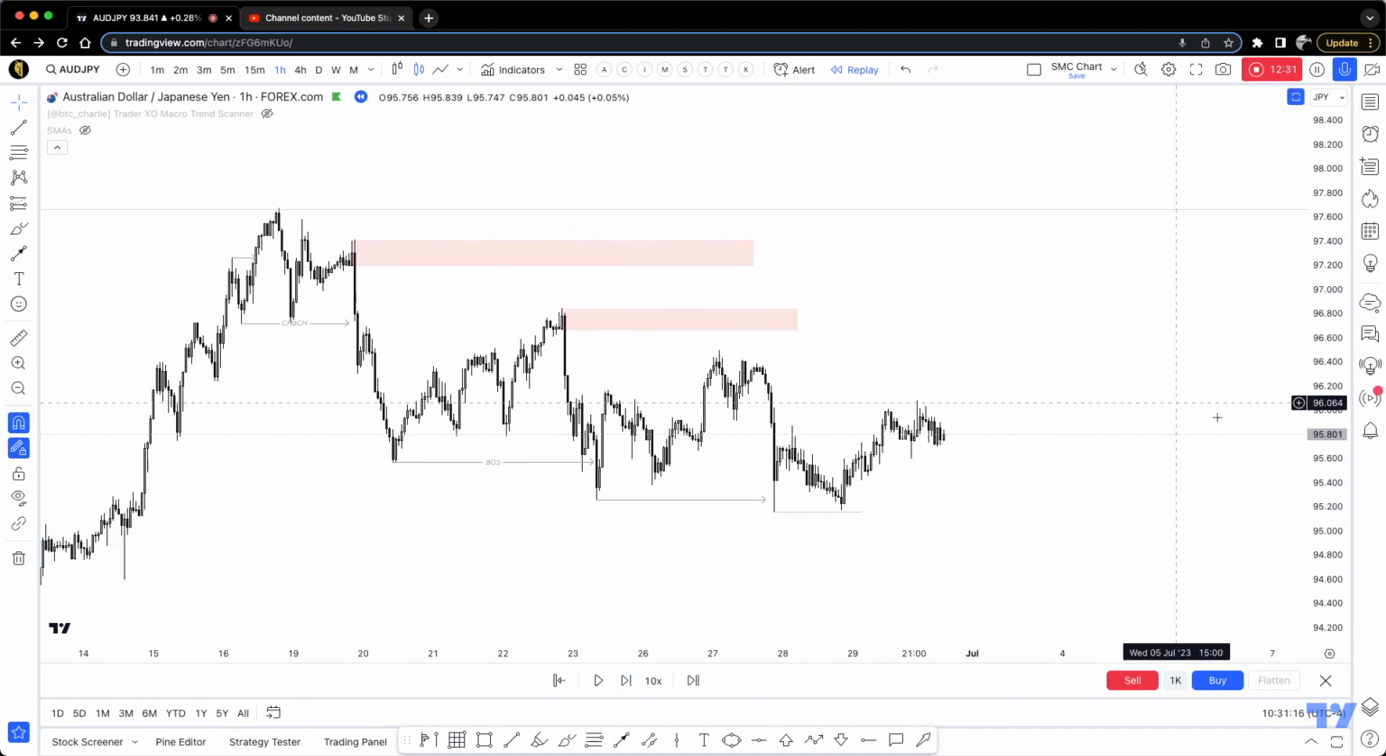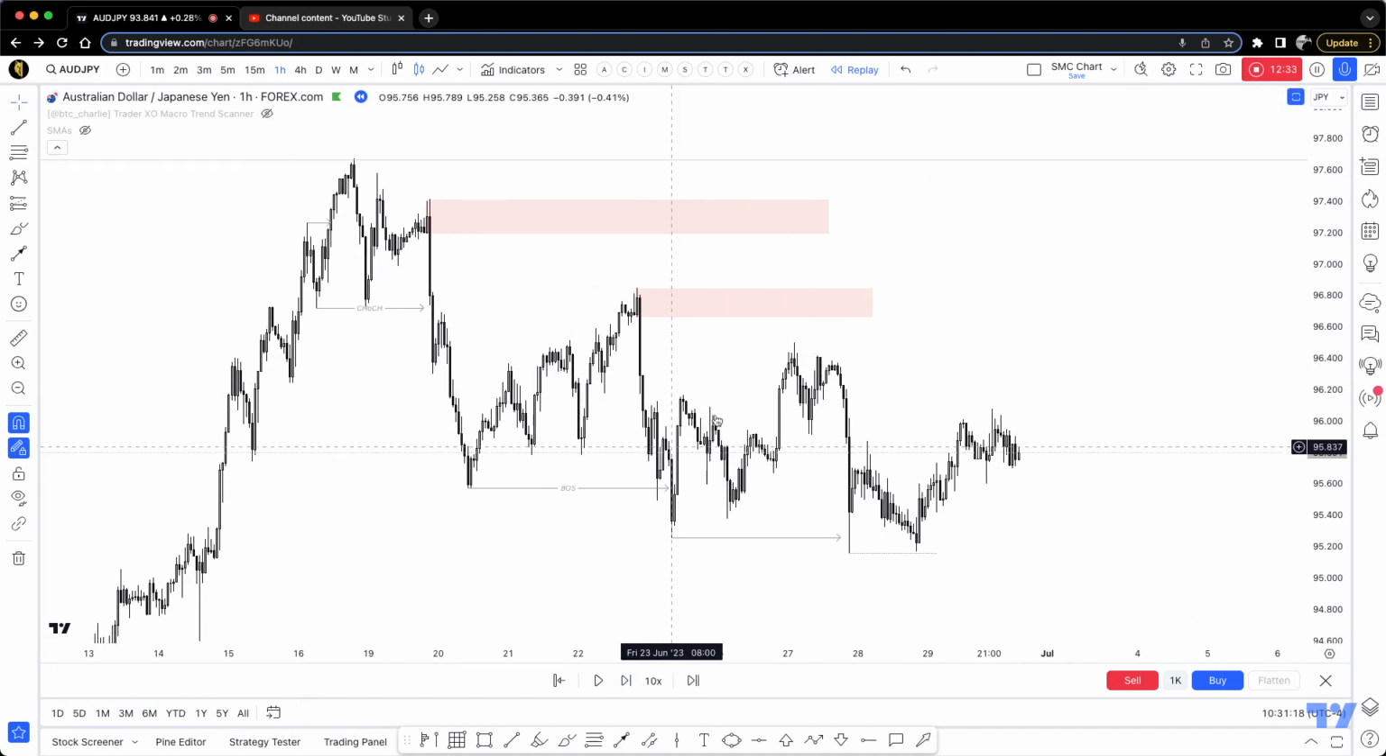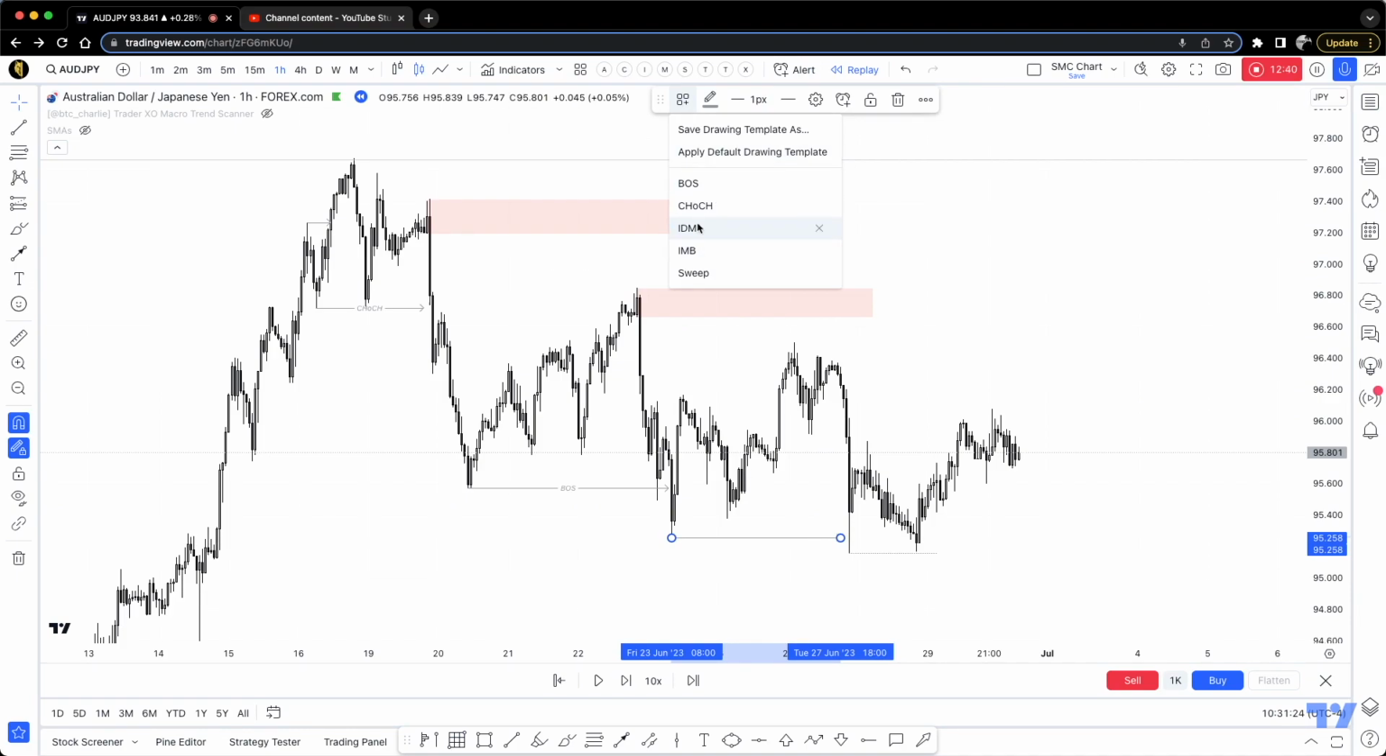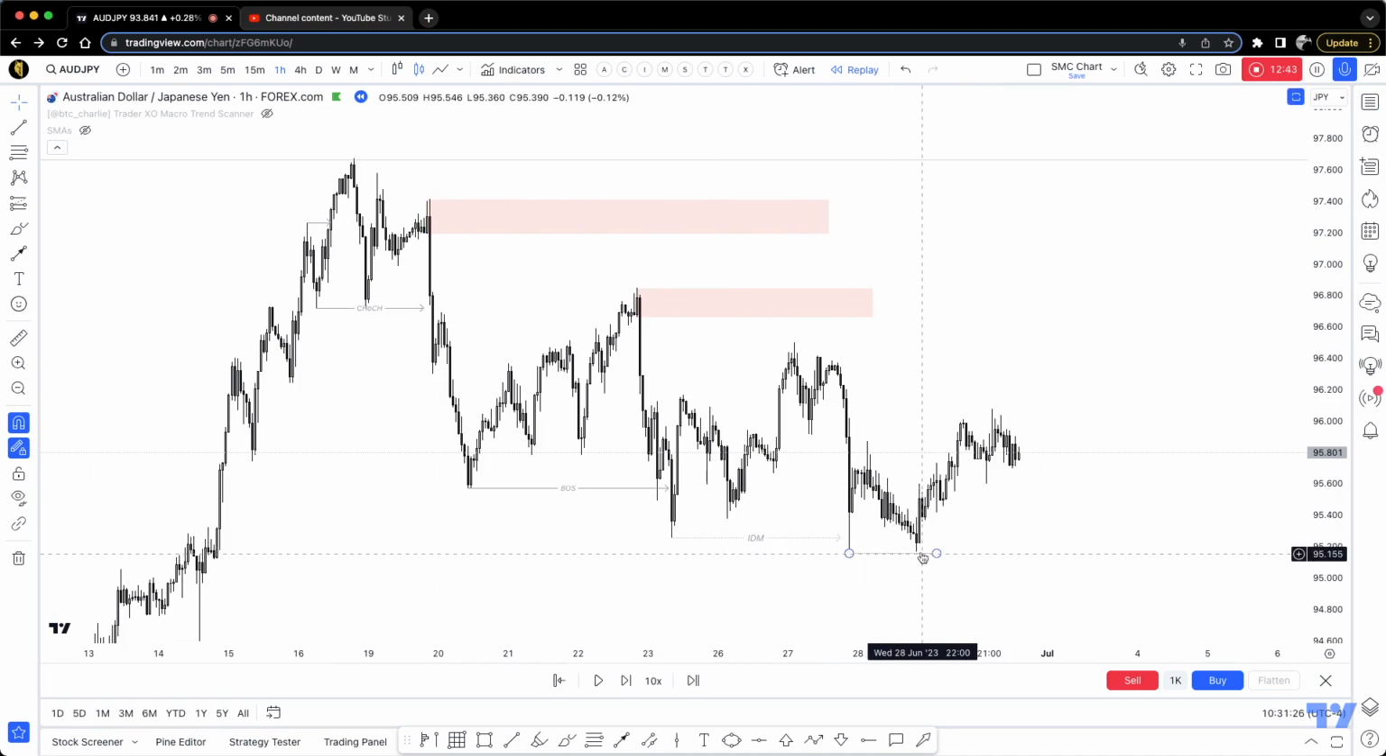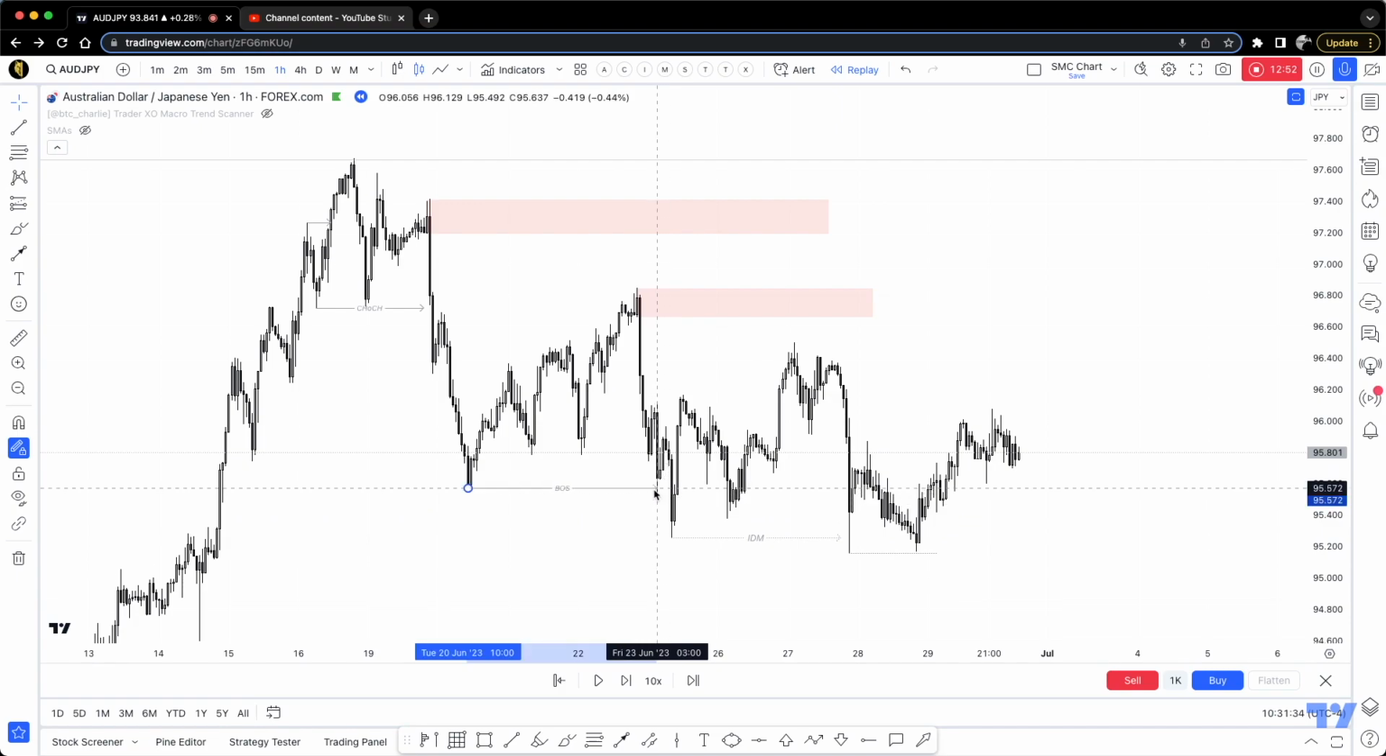I see what's going on. Look at this. So look at the difference between this boss and this one right here. I would not call this a boss. I would call this an inducement, right? You see the body of the candle, it did not close below, at least the next candle right there, like it did here. This was an inducement, but the next few candles right there, 4 candles, boom, it dropped.